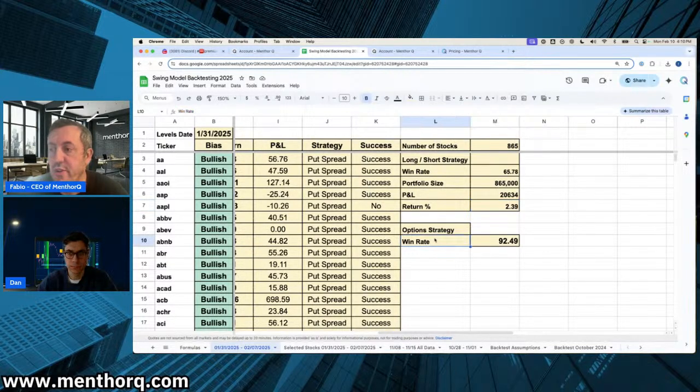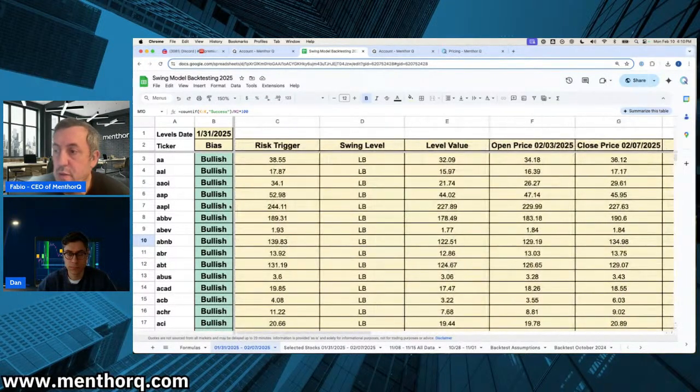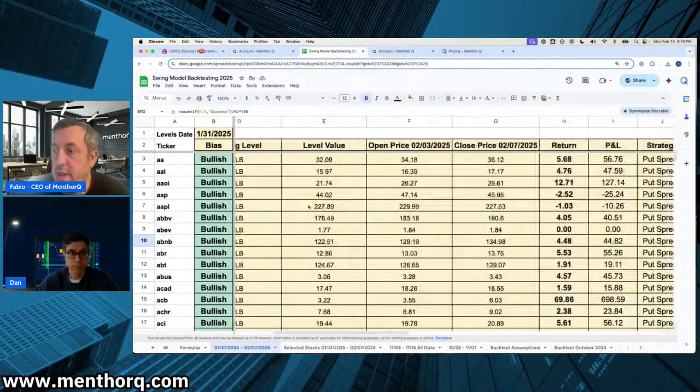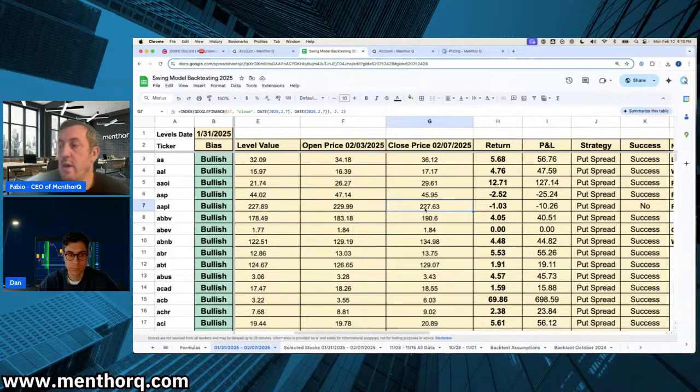If we look at our option strategy, then this result is actually very, very interesting. We have a 92.49% win rate. That means that if we are on a bullish bias from the model, we are looking if the price of the asset on Friday is above the level value, right? So the goal is obviously to use the levels as our strikes for our swing strategies, so for our spreads. Here we look if the price is above the lower band of the previous week or below the upper band.